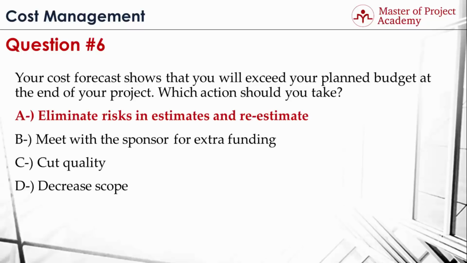A. Eliminate risks in estimates and re-estimate. First, you have to check whether there are any upcoming risks in your project, because a risk you identified at the earlier phases of the project might have been eliminated, or the impact of the risk might have been reduced. For example, if there are reserves that you planned in the planning phase of your project in order to accommodate a risk when it occurs later in your project, and if the probability of that risk has been eliminated, you won't need that reserve anymore, and you can use that funding in the project. Therefore, A is the first and best choice here. The three other options are the last choices that we have to think about in such a scenario.